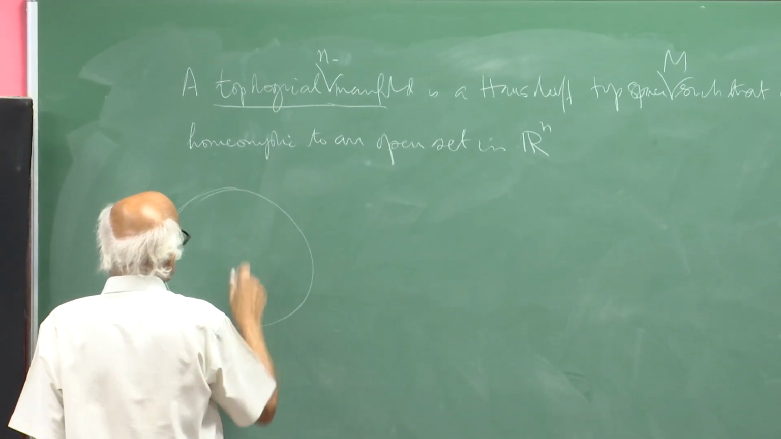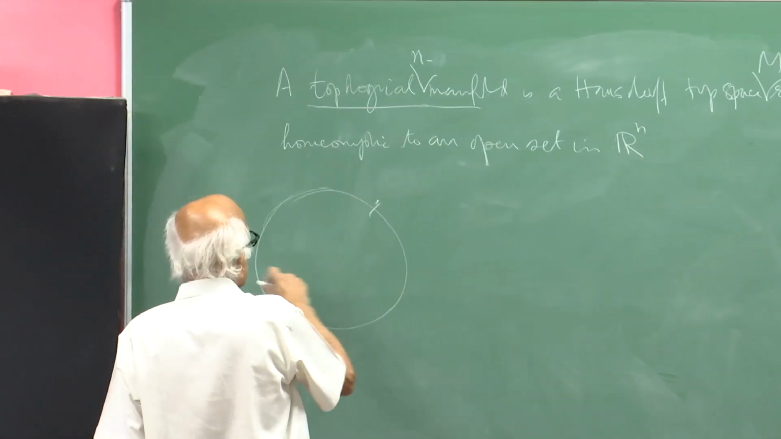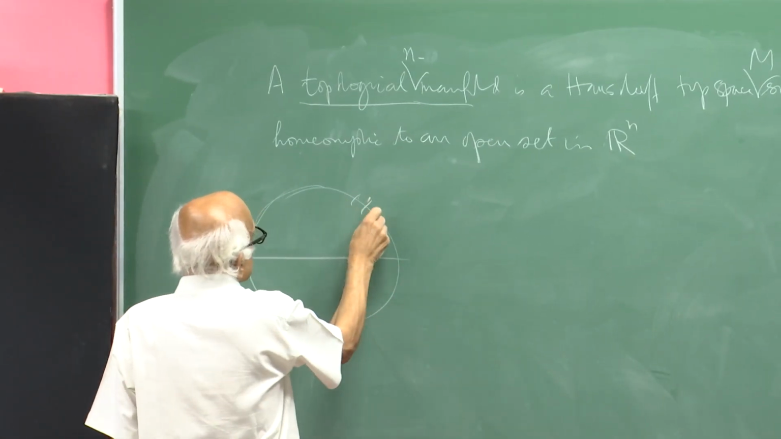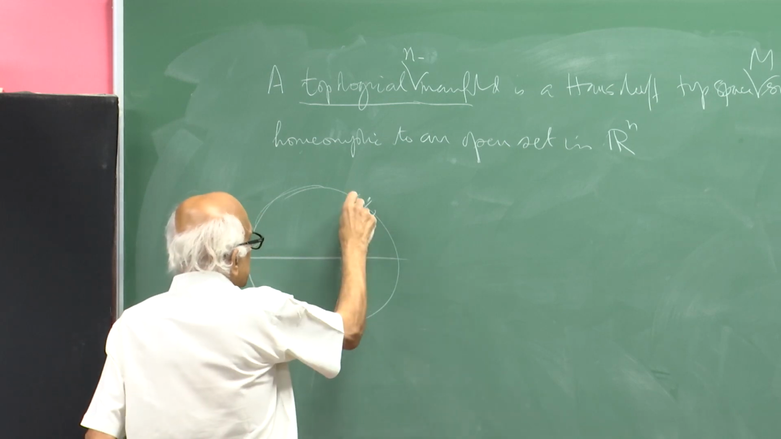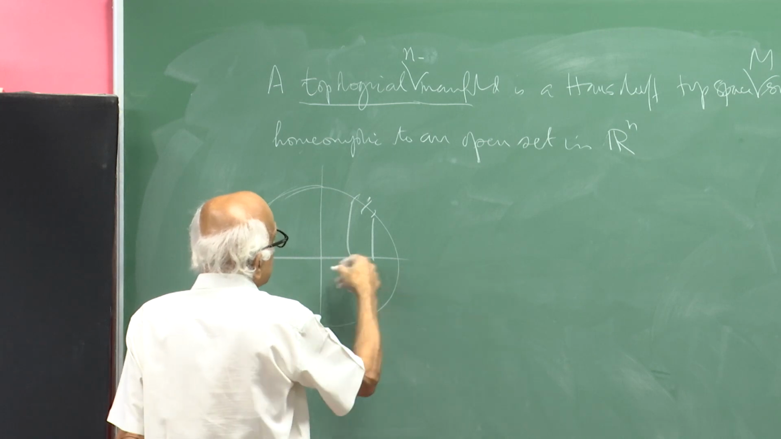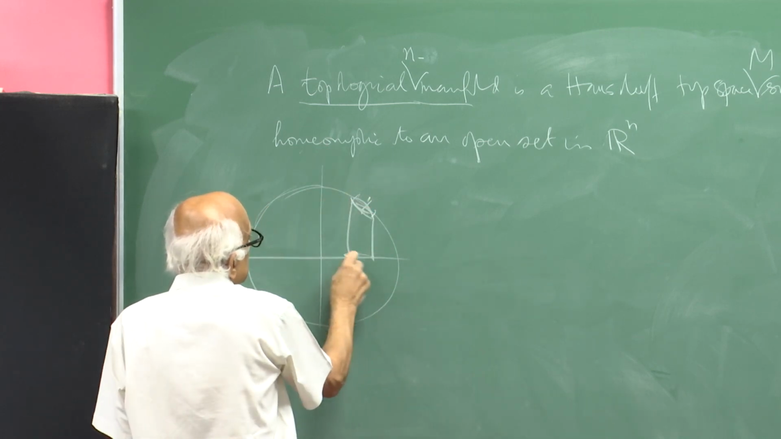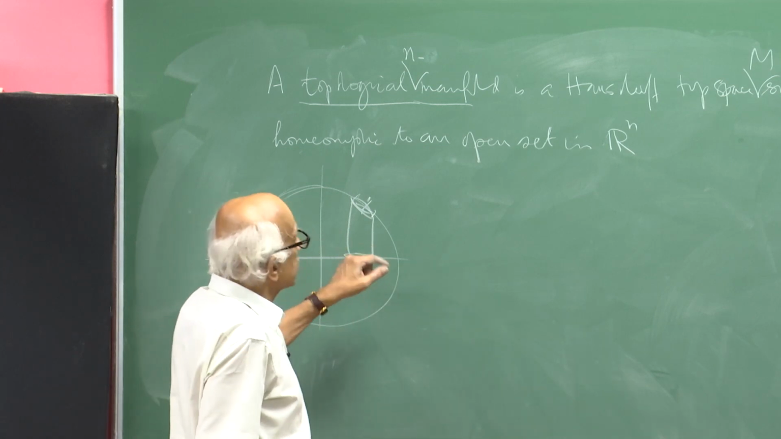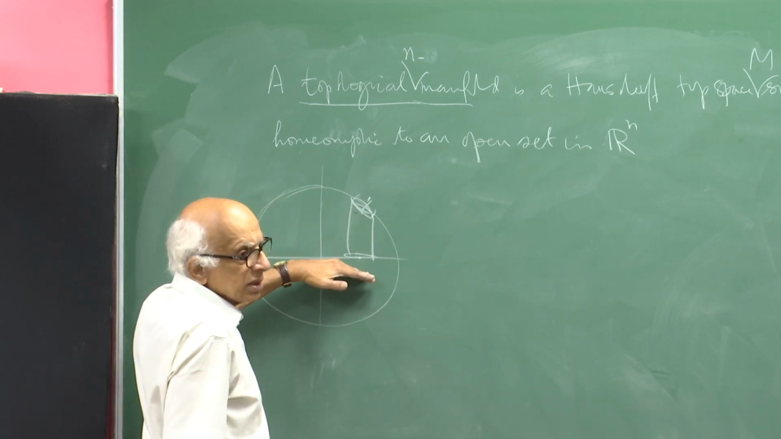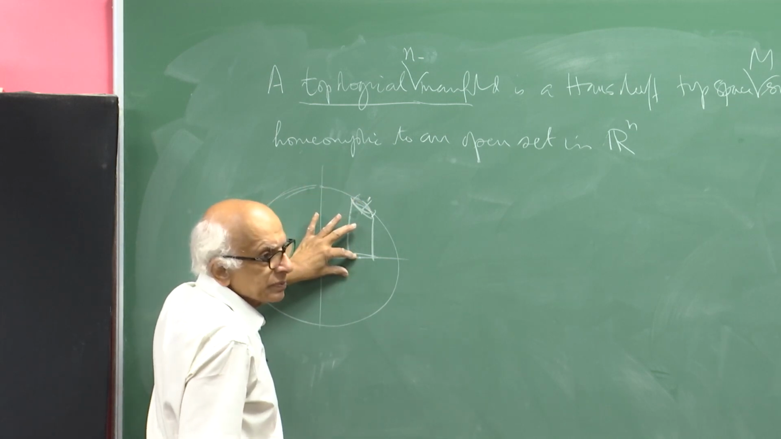sphere. Take any point on the sphere. Take a patch like that and project down. This is the xy plane here and the z-axis. So you get a homeomorphism of this portion, this portion. So every point has a neighborhood which is homeomorphic.